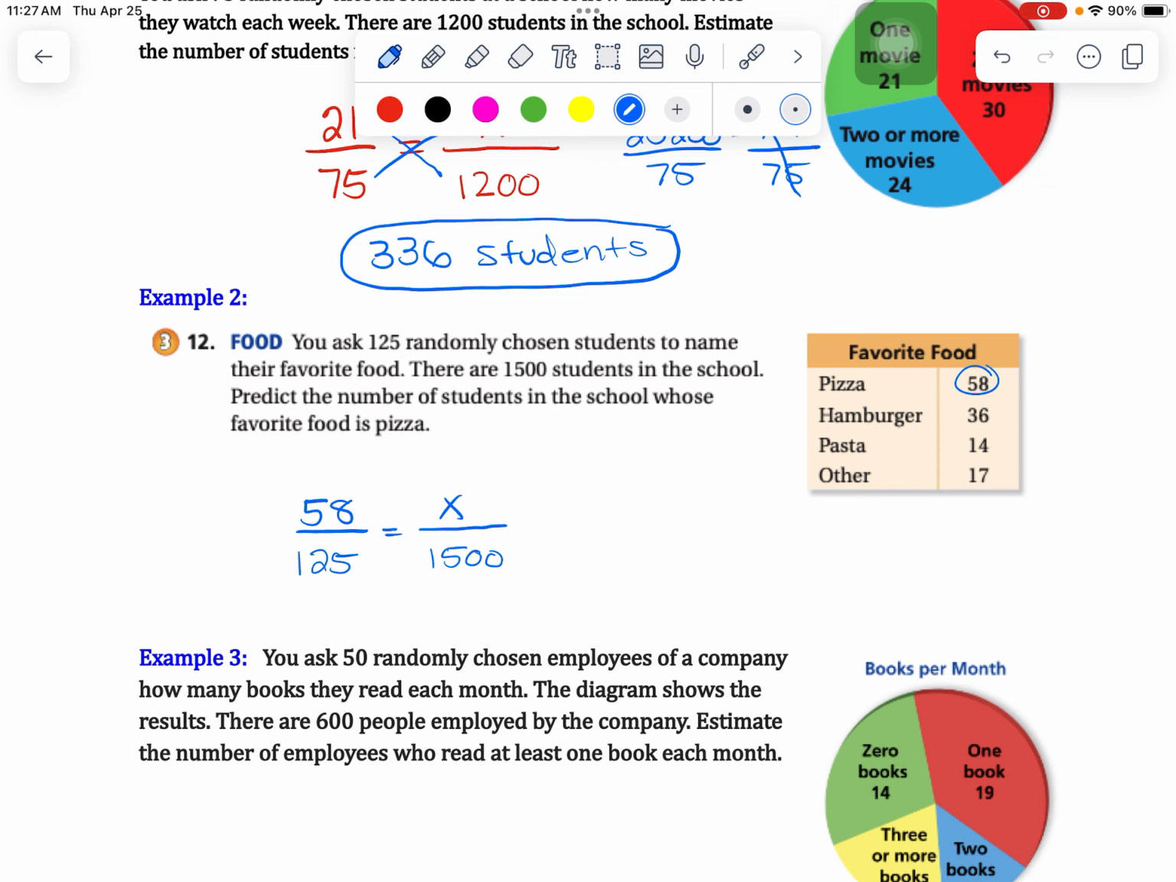So again, now I have my proportion set up, so I can cross multiply here. So 58 times 1,500 is 87,000. And on the other side, I get 125x. So I can divide by 125 on both sides. And that gives me 696 students who like pizza.